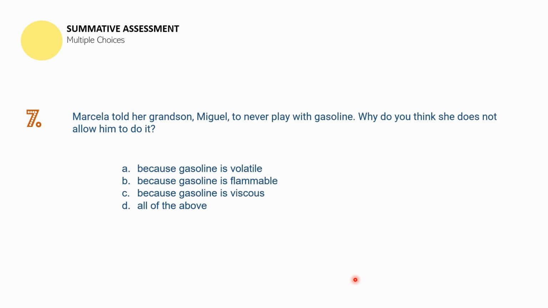Question number 7. Marcela told her grandson Miguel to never play with gasoline. Why do you think she does not allow him to do it? A, because gasoline is volatile. B, because gasoline is flammable. C, because gasoline is viscous. D, all of the above. Pause this video if you need more time. Okay, so that means you're ready to proceed with question number 8.